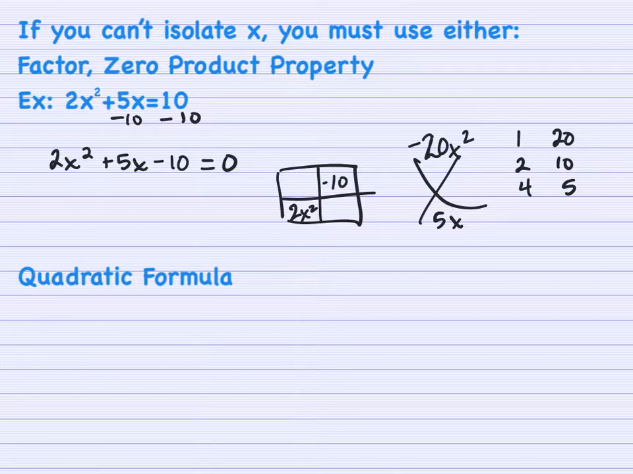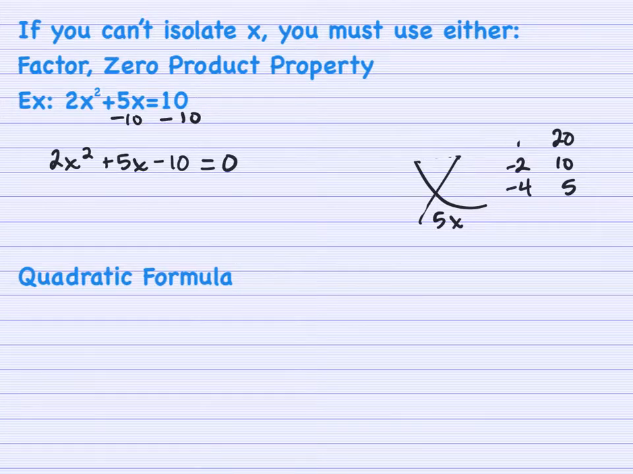Top number is negative, which means one of my numbers has to be negative because the bottom number is positive. That means the bigger number has to be positive. None of these pairs, negative 5 and 4, negative 4 and 5, negative 2 and 10, negative 1 and 20, none of those add up to 5x. So this one's not factorable, which means I'm going to have to use the quadratic formula.